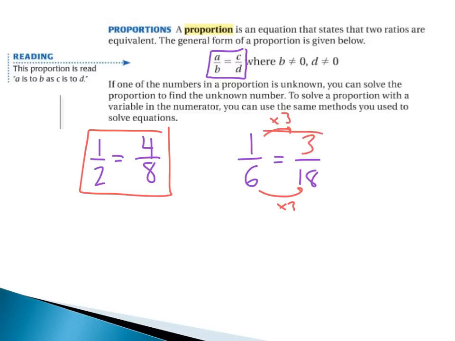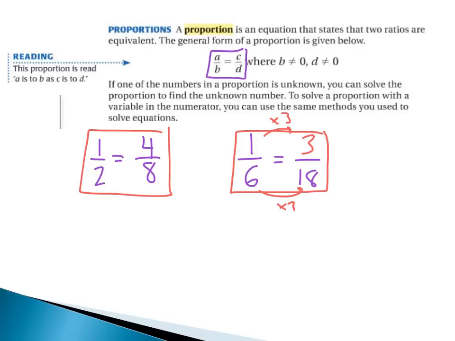What it's saying is that 1/6 and 3 over 18 are equivalent fractions, meaning the ratios are exactly the same. So a proportion is just looking at two ratios that are exactly the same. But what I can do is use this to solve problems.